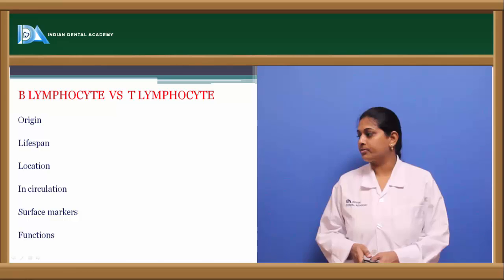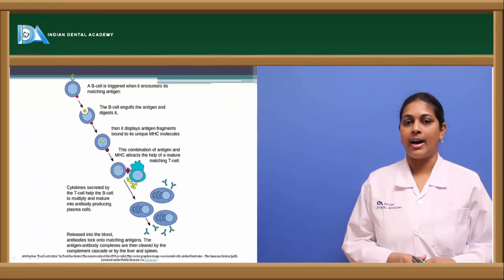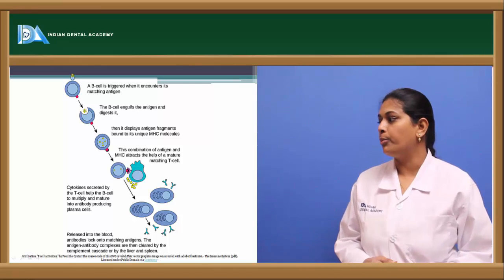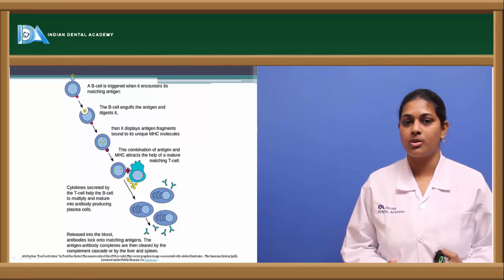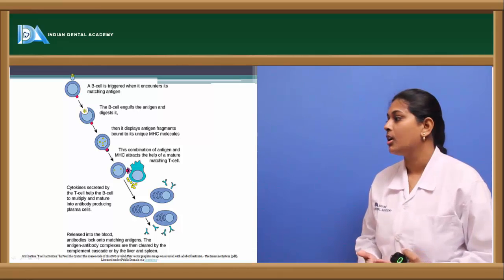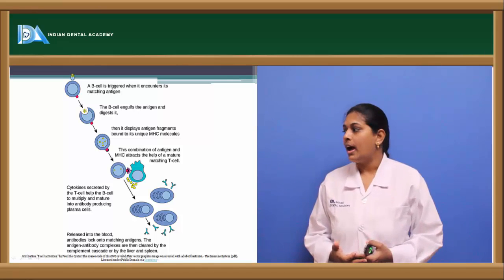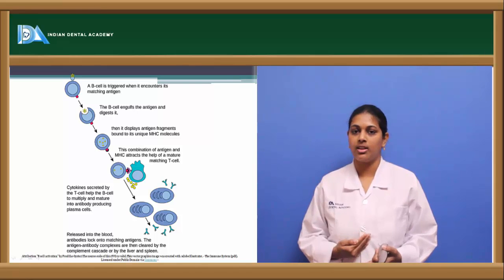Coming to how the B lymphocytes actually act: when a B lymphocyte is triggered, that is, when a specific matching antigen is exposed to the B lymphocyte, it gets activated. Once the B lymphocyte is activated, it engulfs this antigen and digests it. That is, the phagocytosis process starts in the next step.